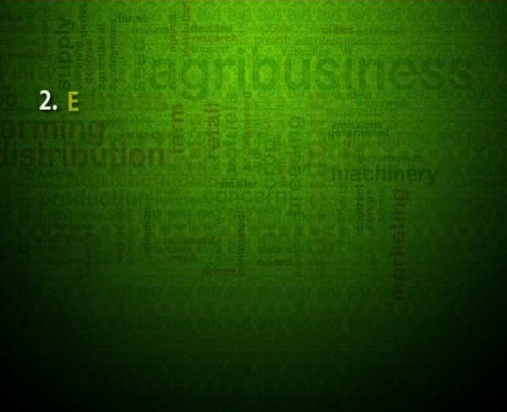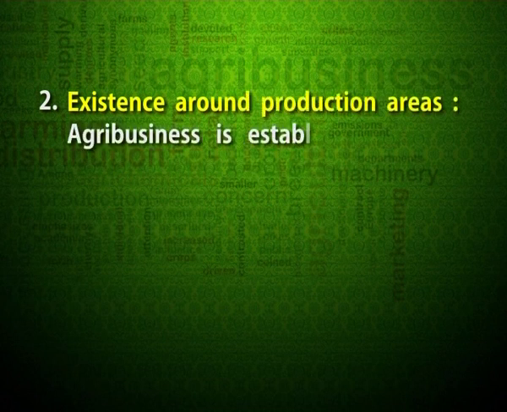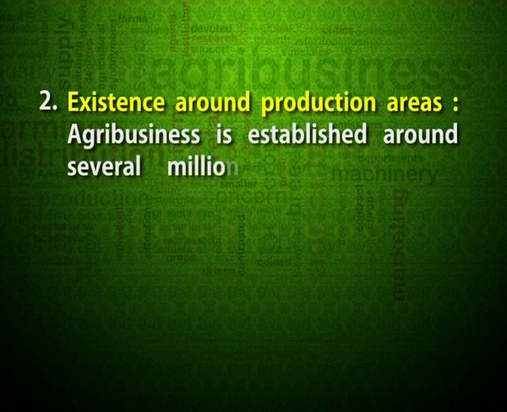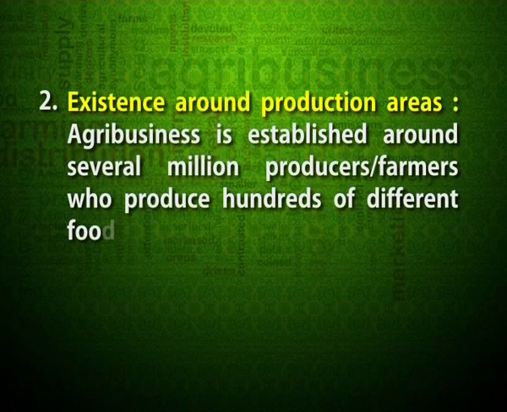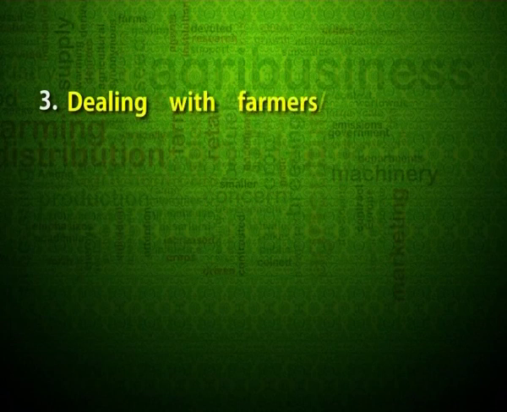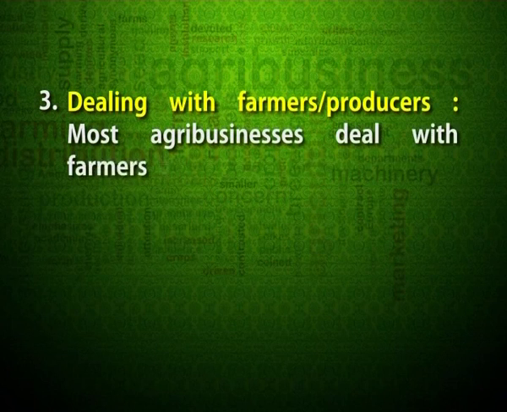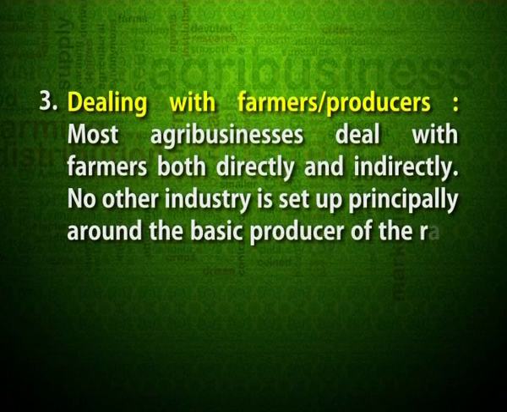Number 2, existence around production areas. Agribusiness is established around several million producers or farmers who produce hundreds of different food and fiber products. Number 3, dealing with farmers or producers. Most agribusinesses deal with farmers both directly and indirectly. No other industry is set up principally around the basic producer of the raw product.